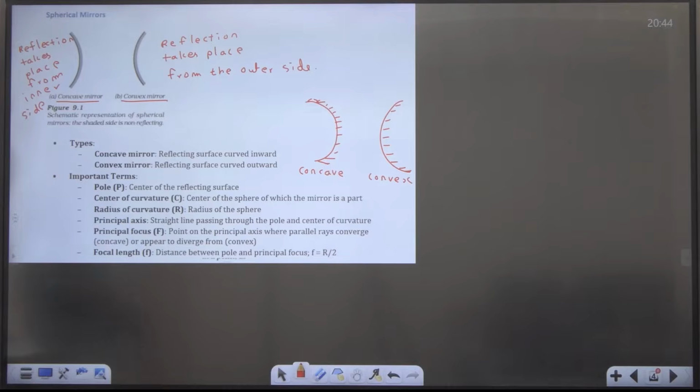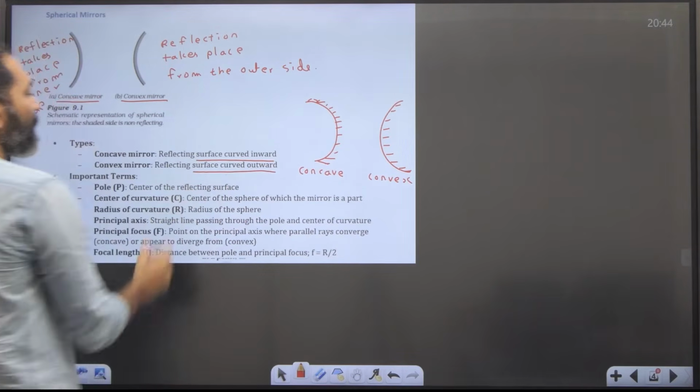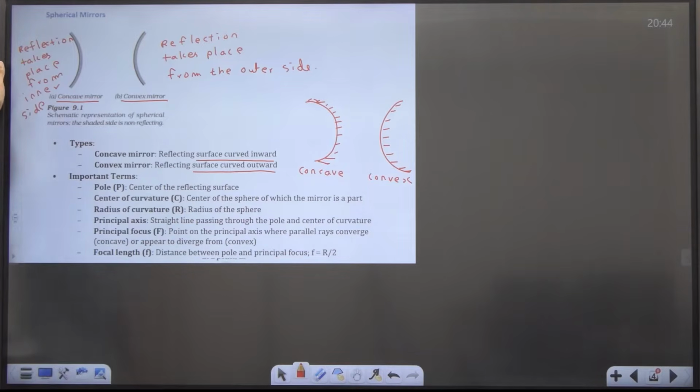Types: concave mirror, reflecting surface curved inward. Convex mirror means curved outward.